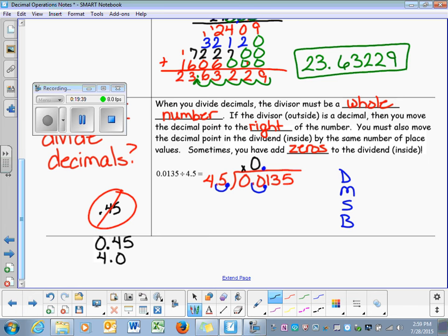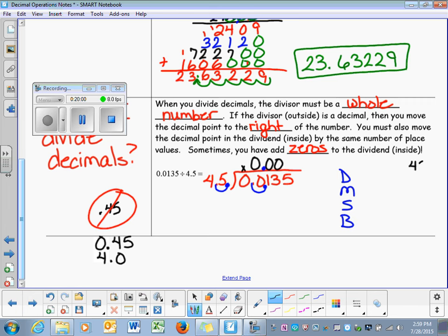Can I divide 45 into 1? No, I can't. And again, I'm going to need a placeholding 0. Can 45 go into 13? The answer is no, it can't, so get another 0. Can 45 go into 135? Now that's interesting.